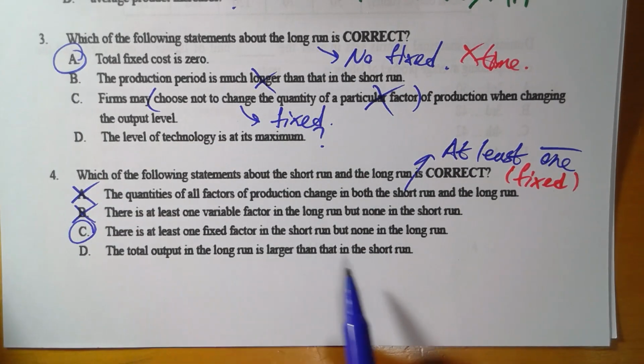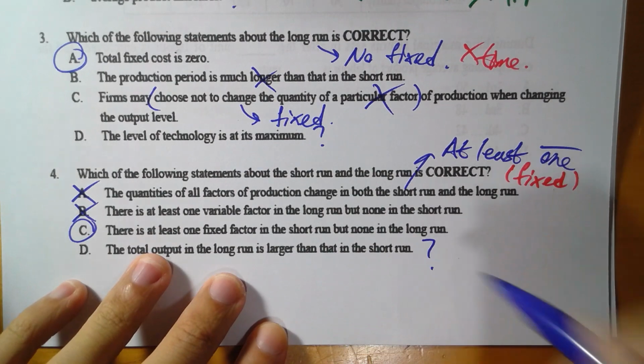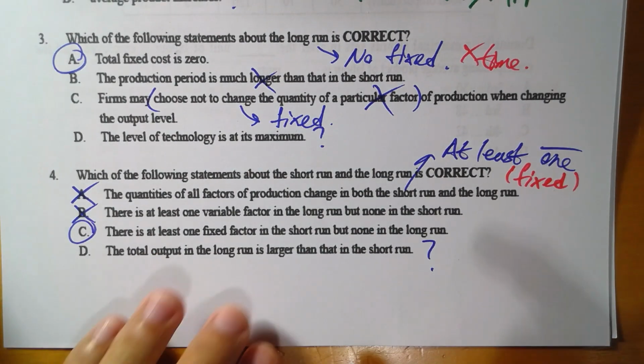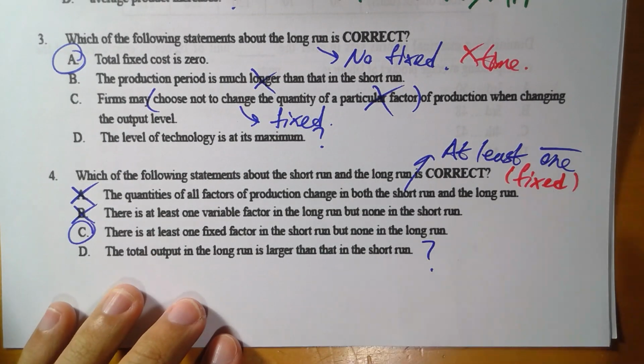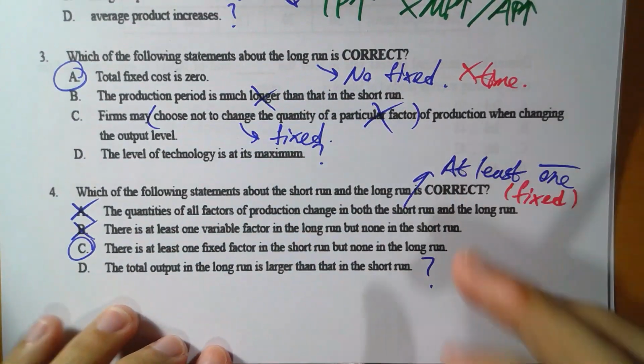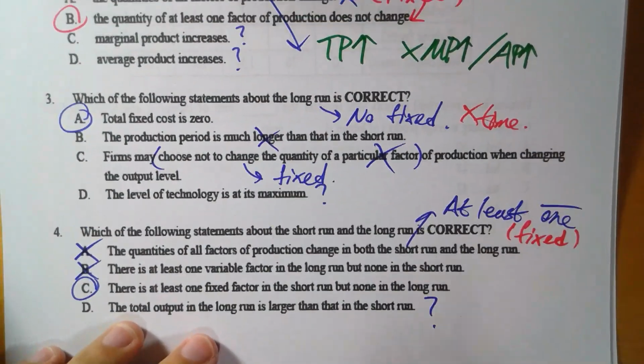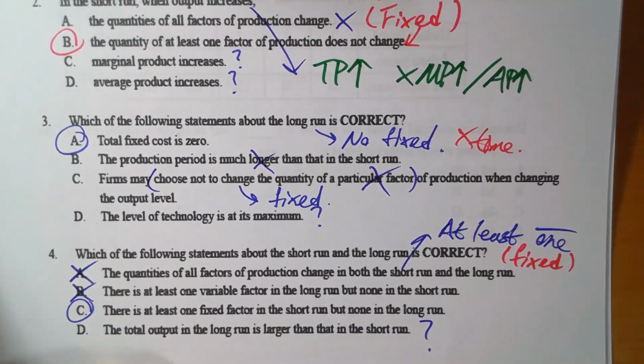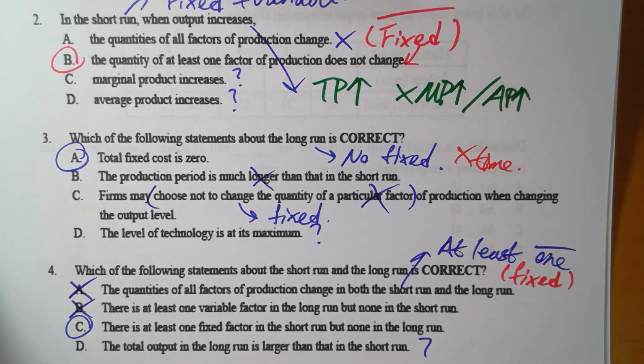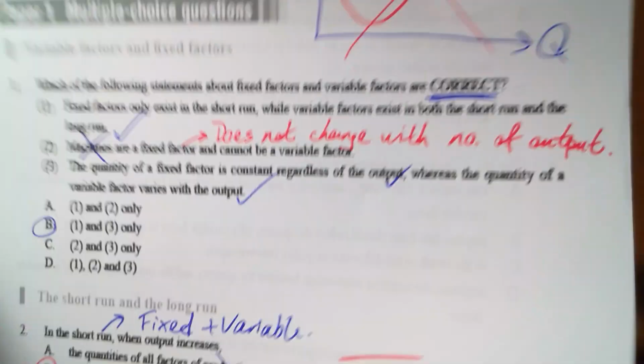Total output in long run larger. How do I know? 我鬼知啊。So these are the MCs of this page. Not exactly too difficult, and dare I say, don't be bothered with it in DSE. Now, let's move on.